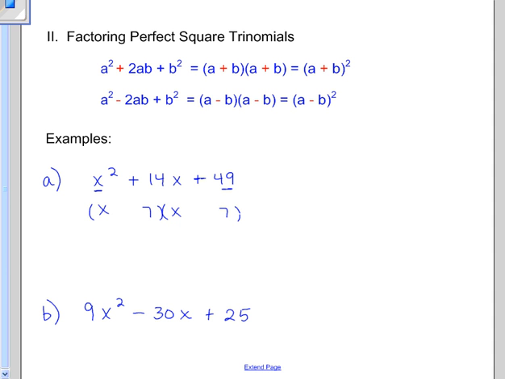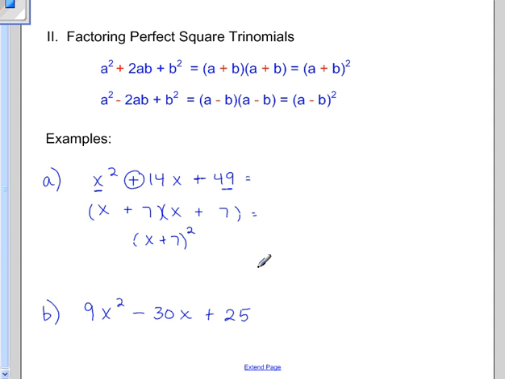But with these, my signs have to be exactly the same. And they're going to be the same as the middle term, because I would want those two 7s to add up to be positive 14. So it would be x plus 7 times x plus 7, which I could just write as x plus 7 squared, since they are exactly the same sign.